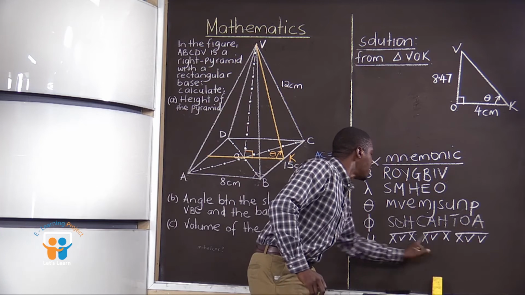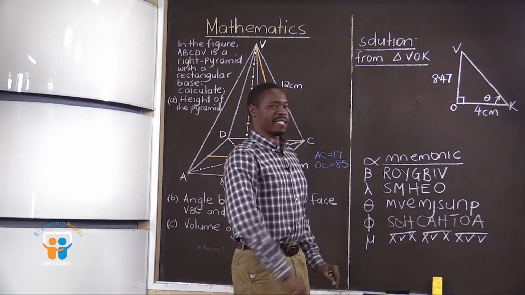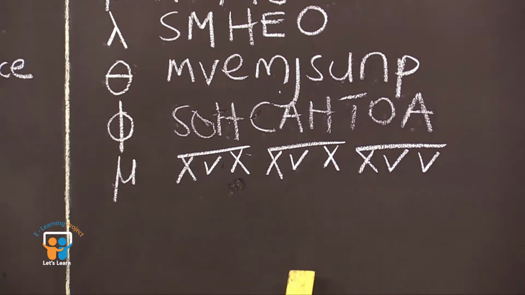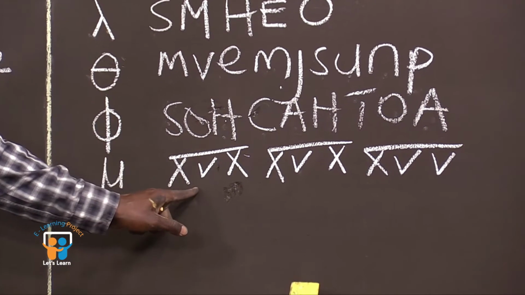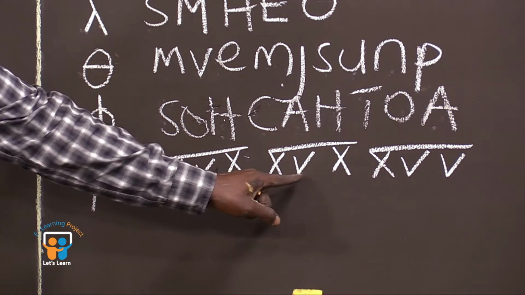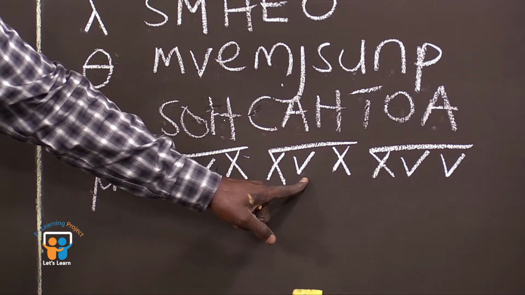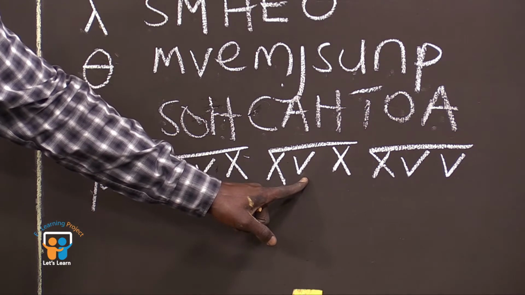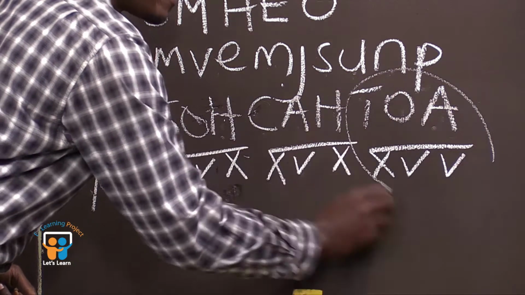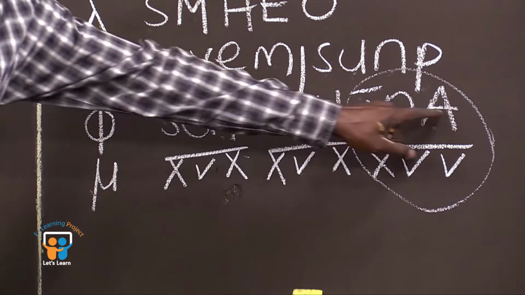Now, which one of these three has 2 ticks? This first one? No. It has only 1 tick. The second one? No. Some of you are going to miss supper today because you're giving us wrong answers. The last one? Yes. Here we have 2 ticks, which means we are going to use TOA.